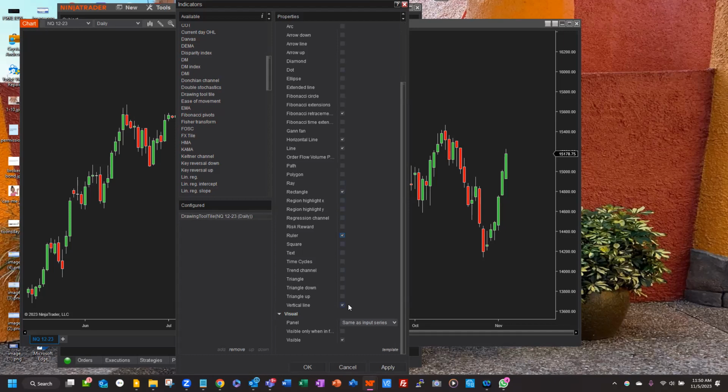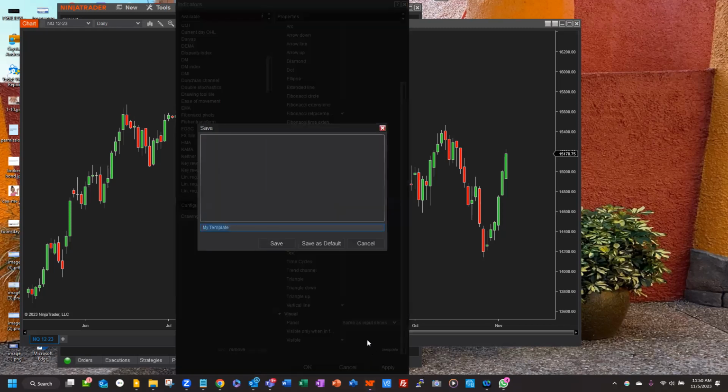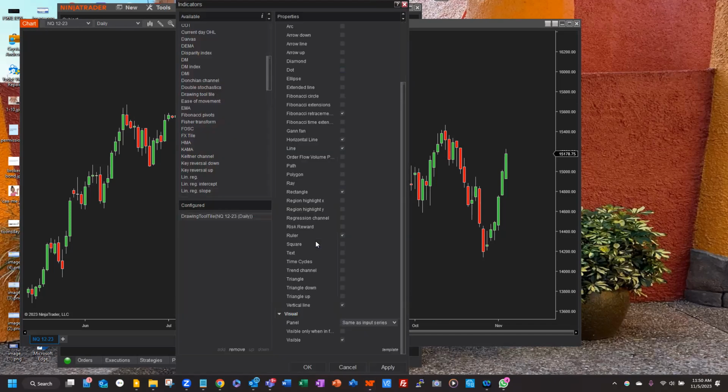Yours is probably already saved, but do it anyway. Template down at the bottom. Save. Save as default. Okay. Say yes. Okay. All right. So now say okay.